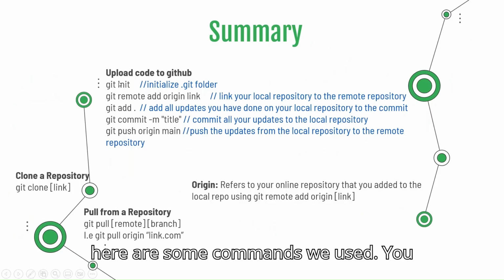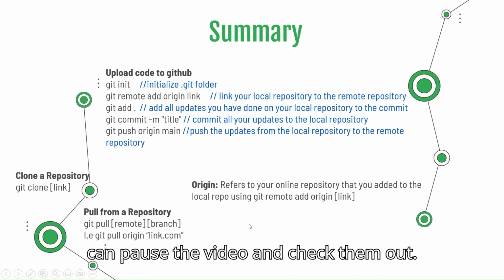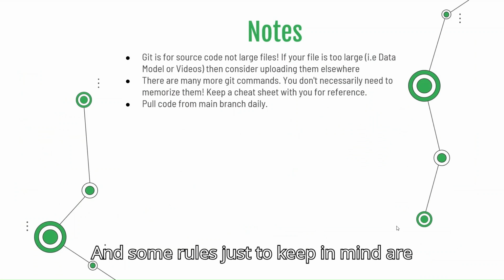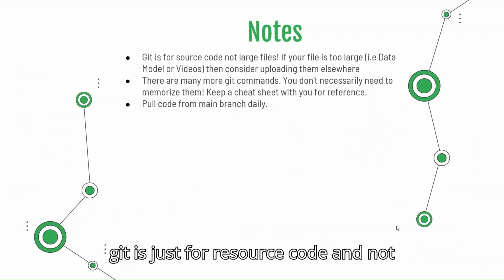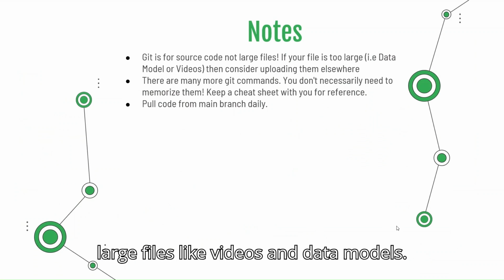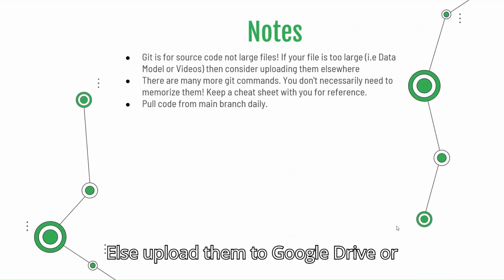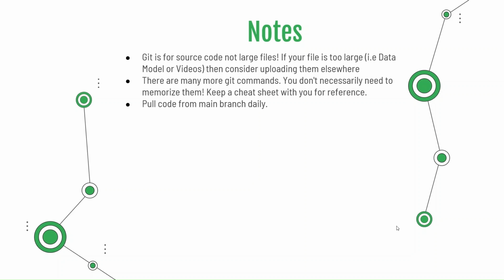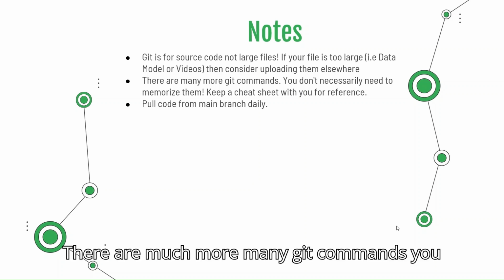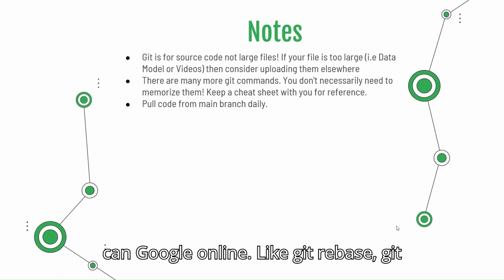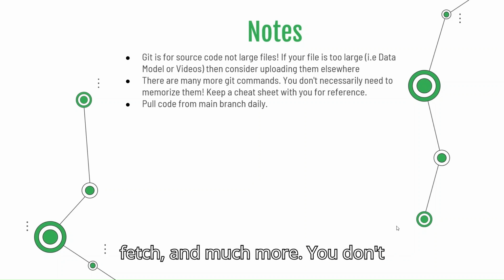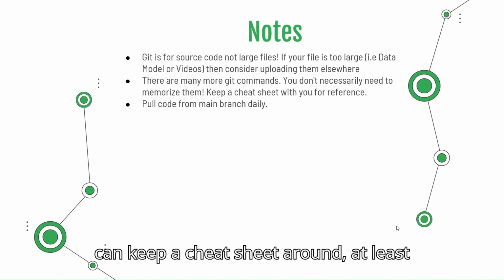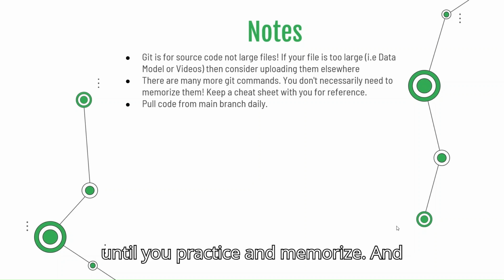To summarize, here are some commands we used. You can pause the video and check them out. Some notes to keep in mind: Git is just for your source code and not large files like videos and data models, else upload them to Google Drive or OneDrive or somewhere else. There are many more Git commands you can look up online, like git rebase, git fetch, and much more. You don't necessarily need to memorize them. You can keep a cheat sheet around at least until you practice and memorize.